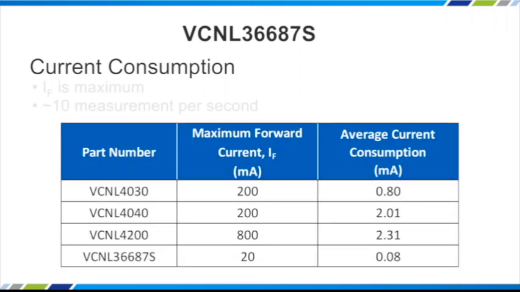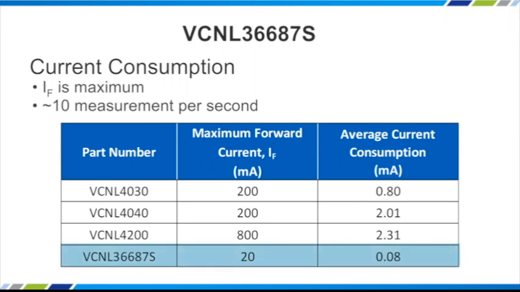Now, in the previous slide, we were talking about the forward current of the emitter. Here, we're talking about current consumption of the total sensor. And again, when you look at the VCNL36687S, its average current consumption is 0.08 milliamps when you're operating at the max forward current and we're taking 10 measurements per second. And you can compare that to the VCNL4200, the 4040, or the 4030, and you see that it's significantly lower current consumption overall.